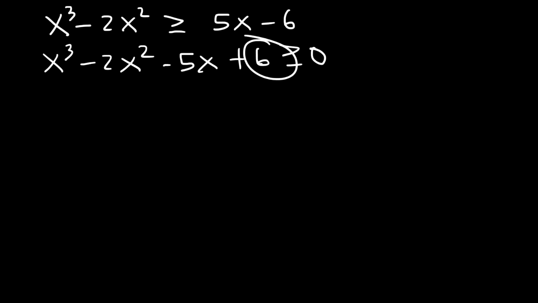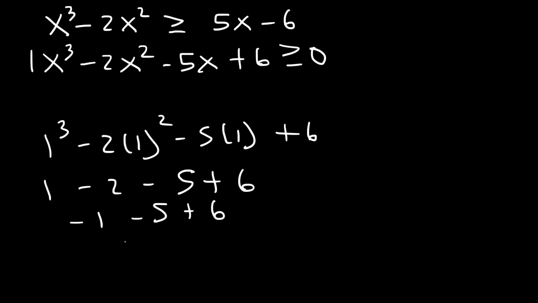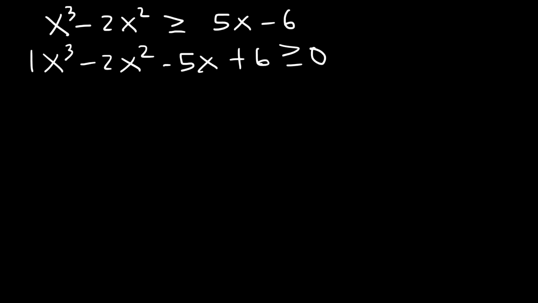So factors of 6 are 1, 2, 3, and 6. And factors of the leading coefficient are just 1. So let's plug in numbers to see which one is going to give us 0. Then we can use synthetic division to get the other zeros. So let's start with 1. 1 to the third minus 2 times 1 squared minus 5 times 1 plus 6. This is 1 minus 2 minus 5 plus 6. 1 minus 2 is negative 1. Negative 1 minus 5 is negative 6. If you add that to 6, you get 0. So one of the solutions, or one of the points of interest, is x is equal to 1.